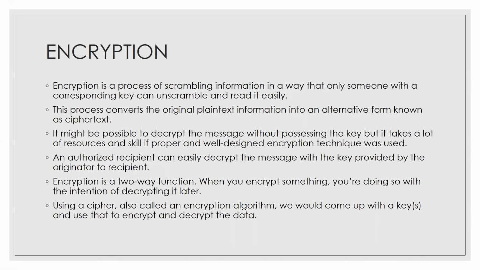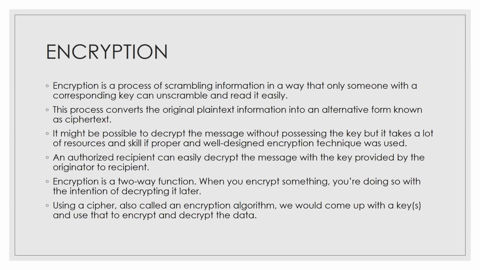Encryption is a process of scrambling information in a way that someone can unscramble, provided that the person has a key. So when you have data, you just encode it with the encryption key, give it to someone else, and you also give a key to decode the information, and that person can easily decrypt the information. The process just converts the original plain text information into an alternative form, which is known as ciphertext. It might be possible to decrypt the message without the key, but it takes a lot of resources and skill if encryption was well designed. An authorized person can easily decrypt the message with the key.